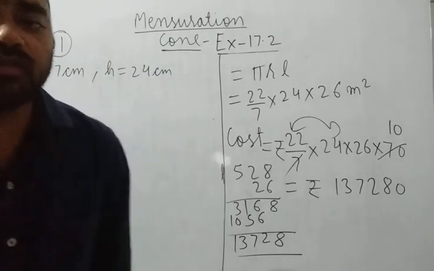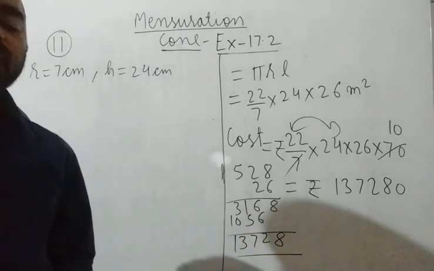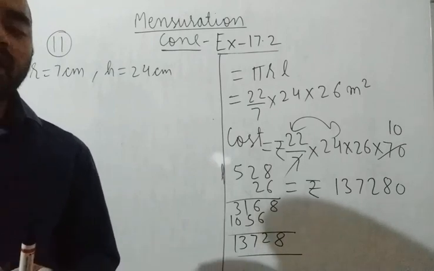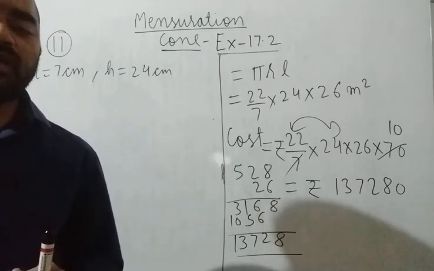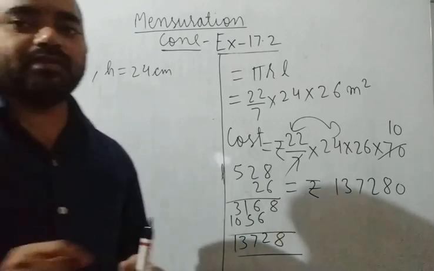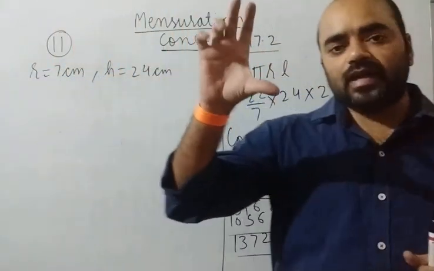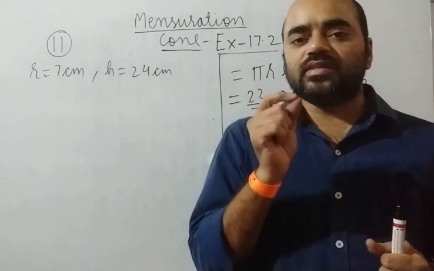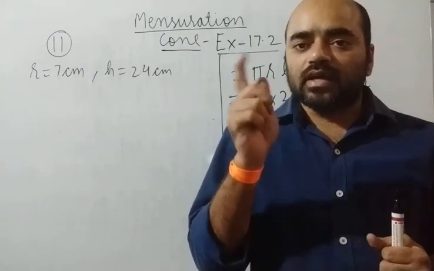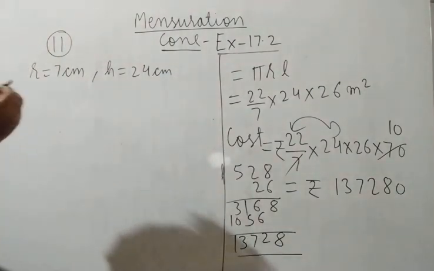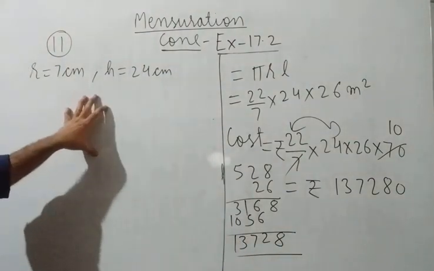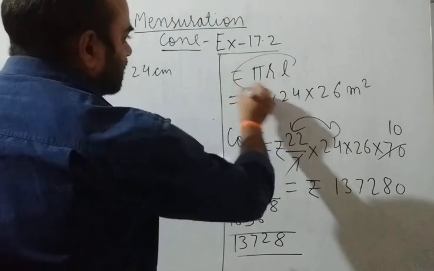Again same question. You have seen joker's cap is in the form of right circular cone. In the cap, the cloth is used only making its curved surface. In the cap or in the tent, the cloth is used only in its curved surface. So, what is the area of cloth required? First, we have to find slant height. Why? Curved surface area includes slant height.